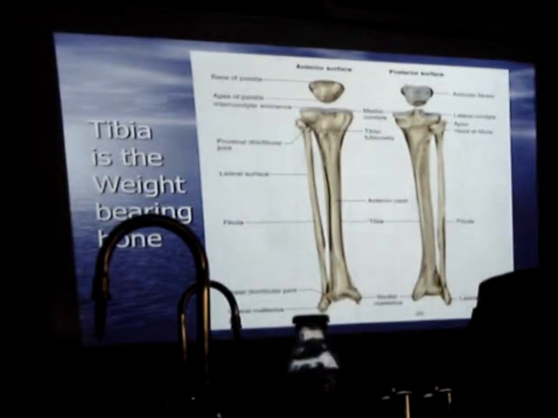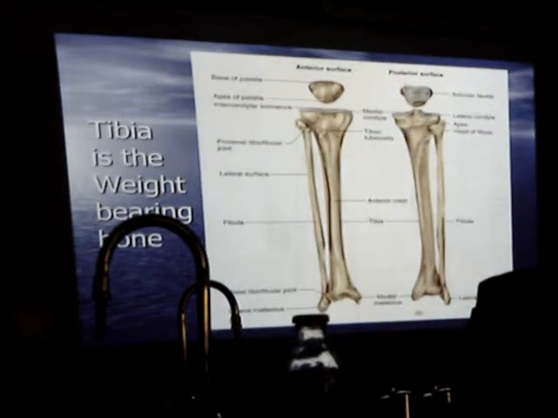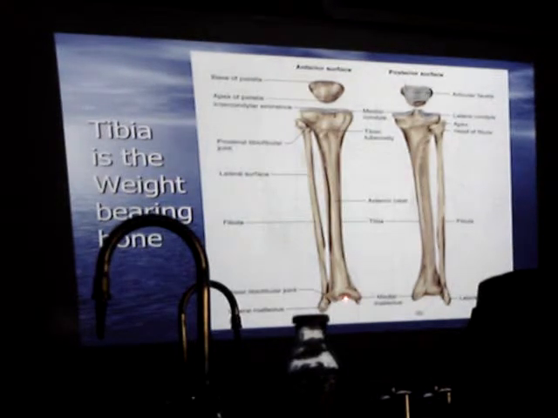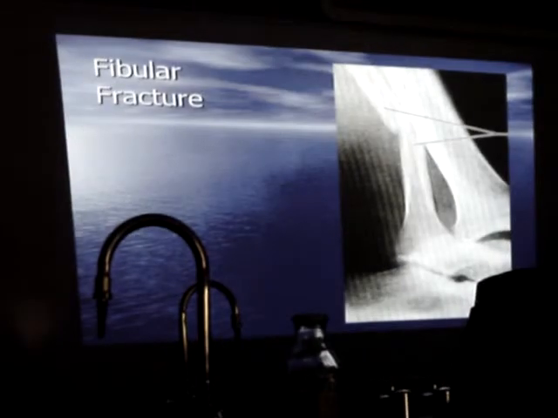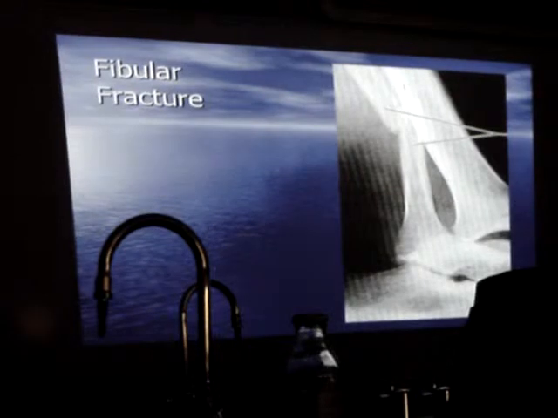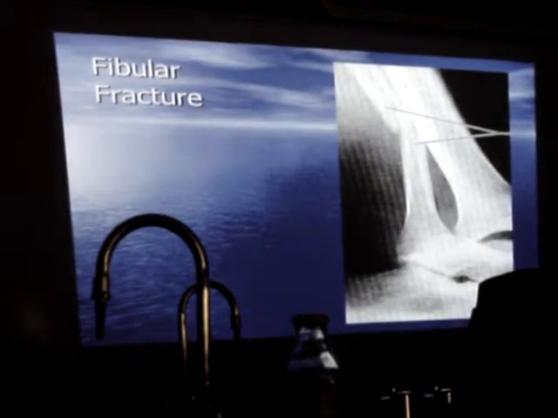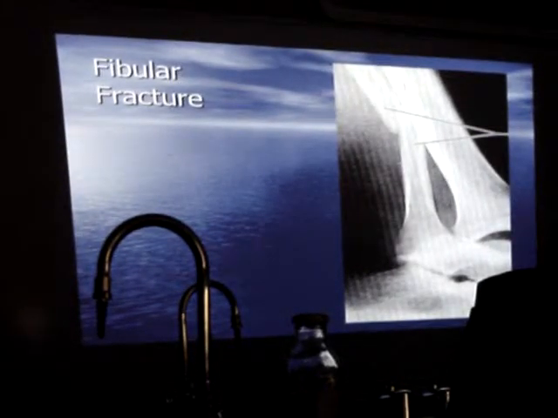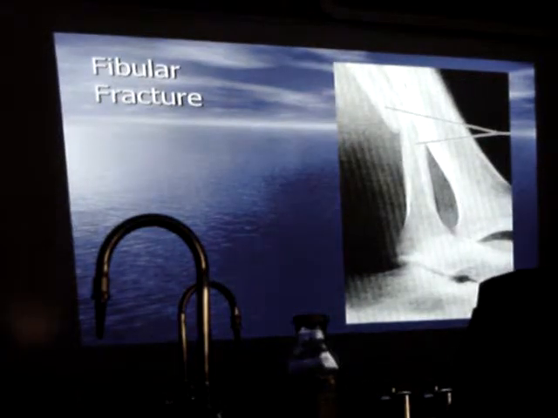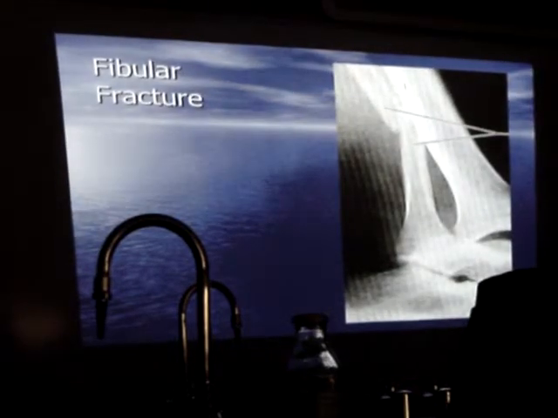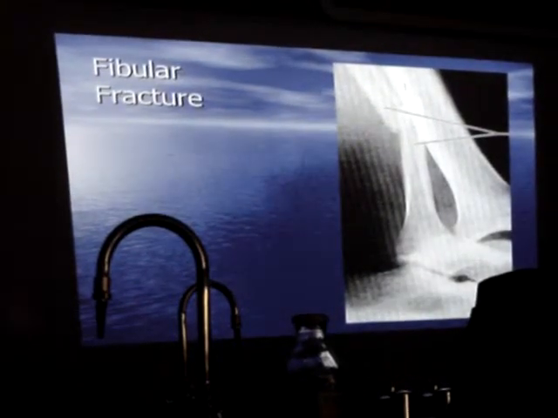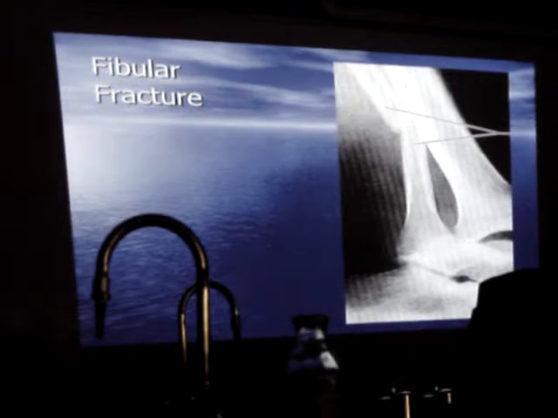So the tibia is the weight-bearing bone, and it bears pretty much all of our weight. Okay. And we're looking at the ankle joint right there, which you probably have to say is a hinge joint. Even though I can bend my ankle side to side a little bit, when you look at the anatomy of it, as we will shortly, you can see it looks an awful lot like a hinge joint. Here's a nasty fracture of the fibula.